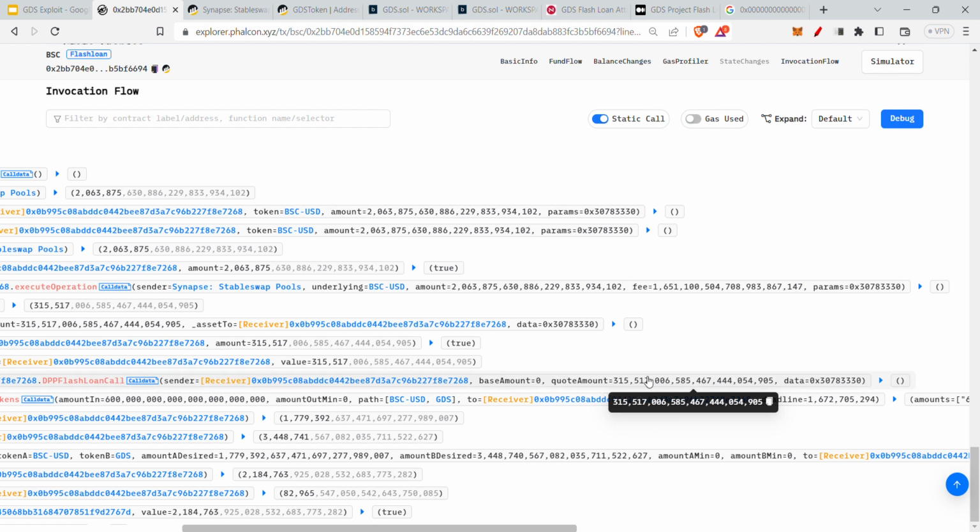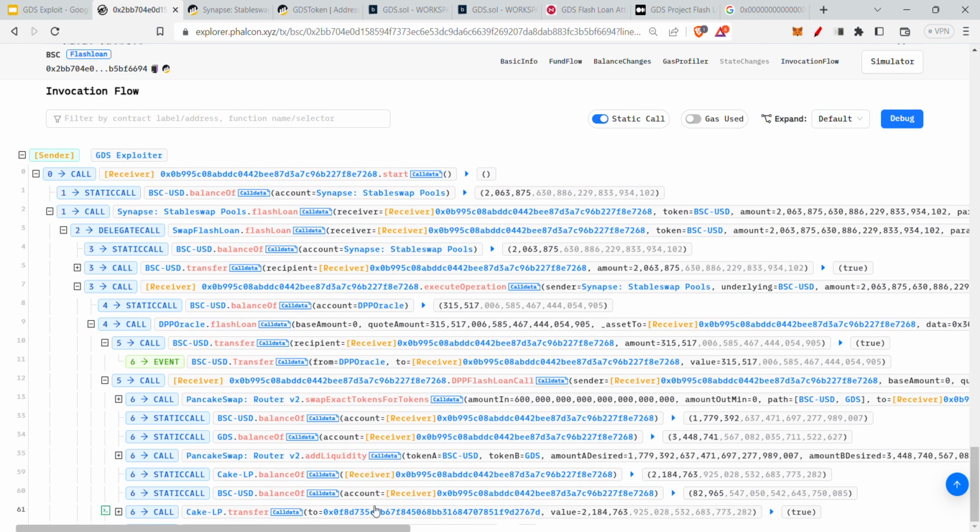So the attacker contract loans 315,000. For this case, it also has 18 decimals, right? So it calls and it loans 2 million tokens. So in total, the B995 contract takes a loan of 2.3 million tokens.